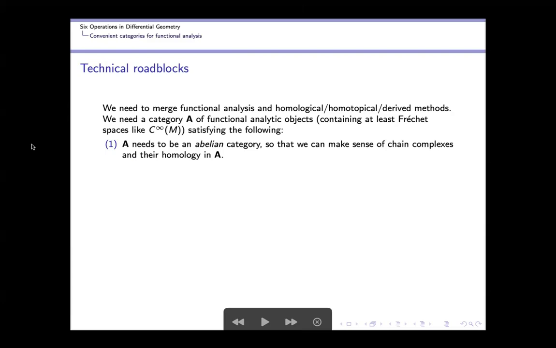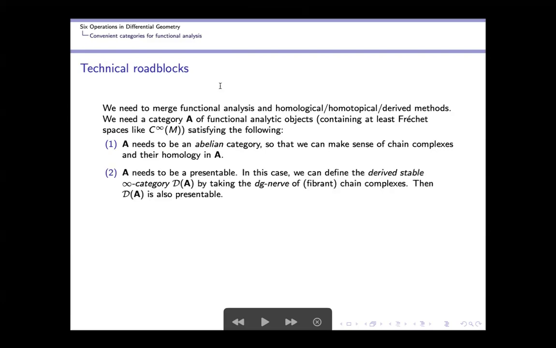Well, we want to do homological algebra. So we'd like this category A to be an abelian category, right? So we can make sense of chain complexes and homology. Also, like I told you a bunch of slides ago, we like to be in the setting of presentable higher categories. So we need this category A to be presentable. I'll say a few more words about what exactly this means in a second.